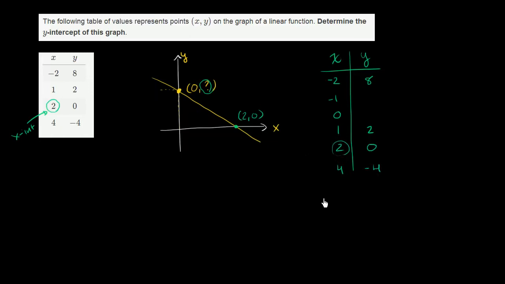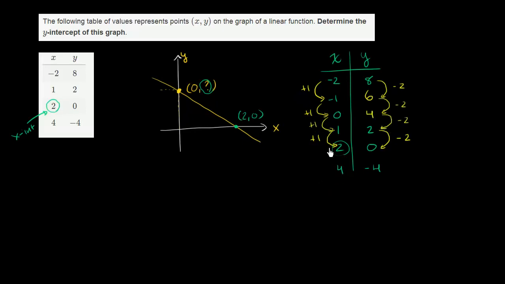Y is negative 4. So let's just see how y changes with respect to changes in x. So when x changes by 1, y goes down by 2. And it's a line, so it's going to have a constant rate of change of y with respect to x. So similarly, when x increases by 1, y is going to decrease by 2. So y is going to be 6 here. When x increases by 1 again, y is going to decrease by 2. So we're going to get to 4. And we see it works, because if we increase by 1 again, then it is indeed the case that y decreased by 2.